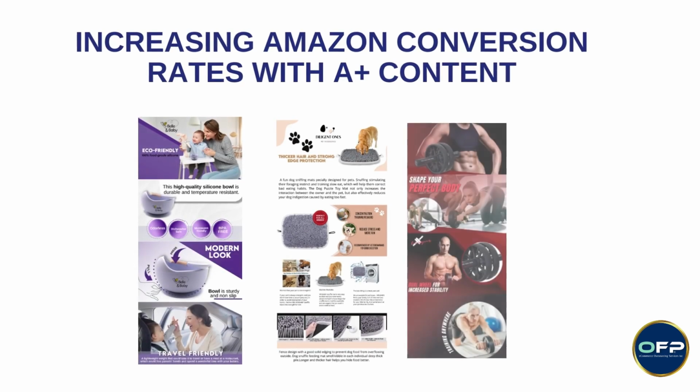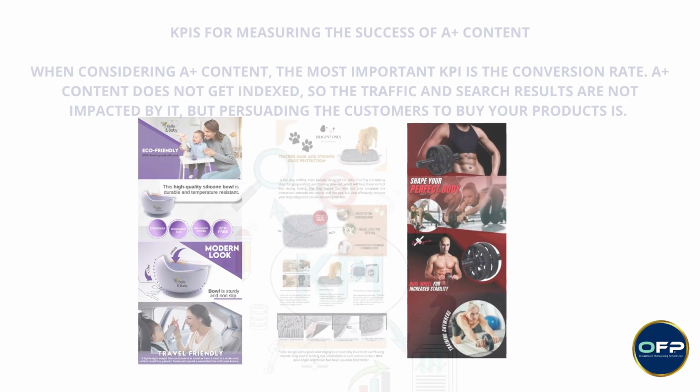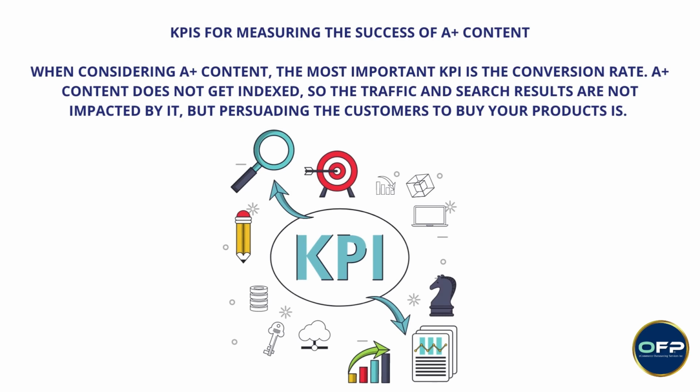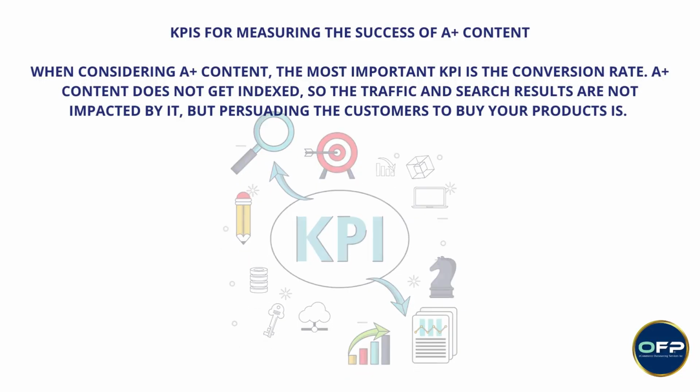Increasing Amazon conversion rates with A+ content. KPIs for measuring the success of A+ content. When considering A+ content, the most important KPI is the conversion rate. A+ content does not get indexed, so the traffic and search results are not impacted by it. But persuading the customers to buy your products is.